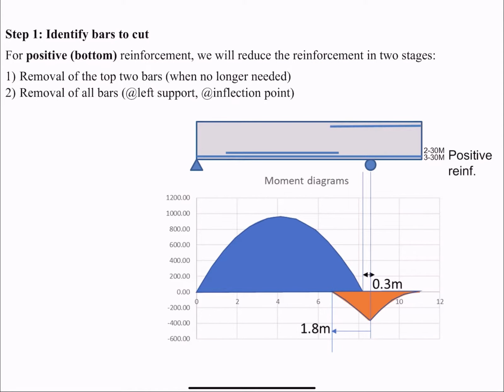Now, for the positive bottom reinforcement, it's just a proposal, guys. What if we cut these two bars at some given point where we no longer need them, and then we are going to cut everything later? So we cut the top two bars here, and at some point where we no longer need the bottom three bars, we are going to cut them. So this is what we are going to be doing.